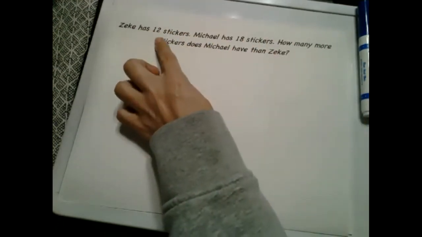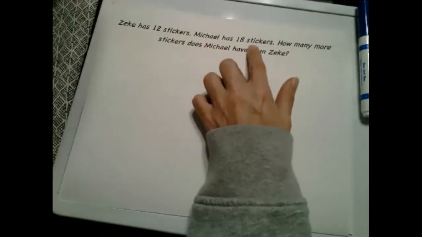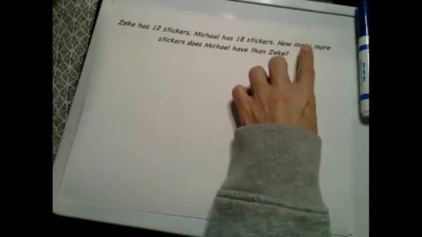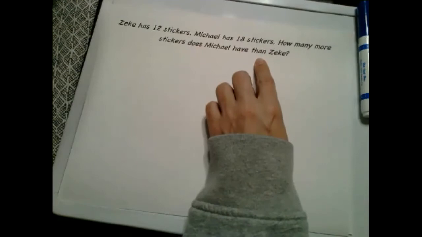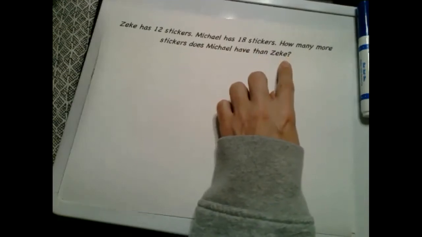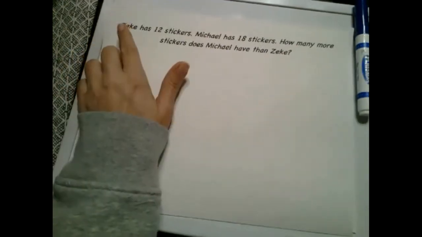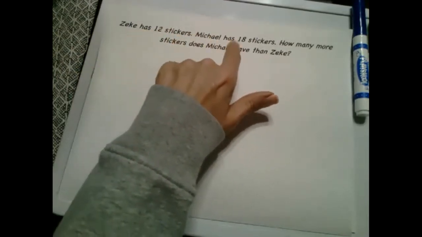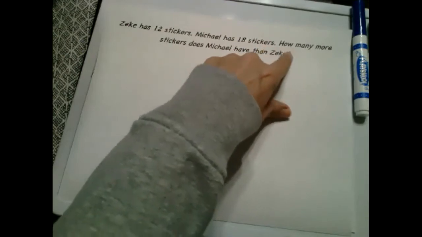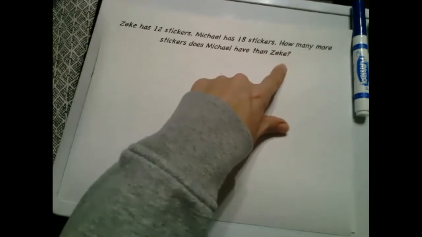Zeke has 12 stickers. Michael has 18 stickers. How many more stickers does Michael have than Zeke? This one's worded a little bit more tricky than our last one. Let's look at it again. Zeke has 12 stickers. Michael has 18 stickers. How many more stickers does Michael have than Zeke?